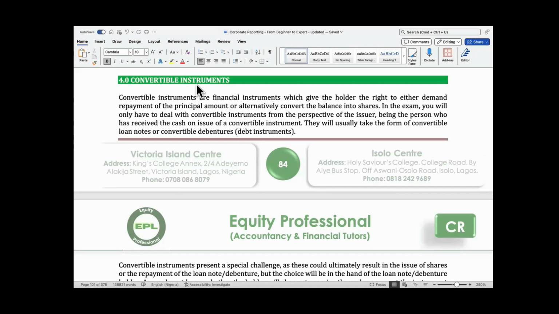Then I also talked about transaction cost. And I told you that when you want to buy shares, you will definitely incur some transaction cost. And the treatment of this transaction cost depends on the classification of that equity investment. If you are classifying it at fair value through P&L, then you expense that transaction cost. If you are classifying it at fair value through OCI, you capitalize that transaction cost.